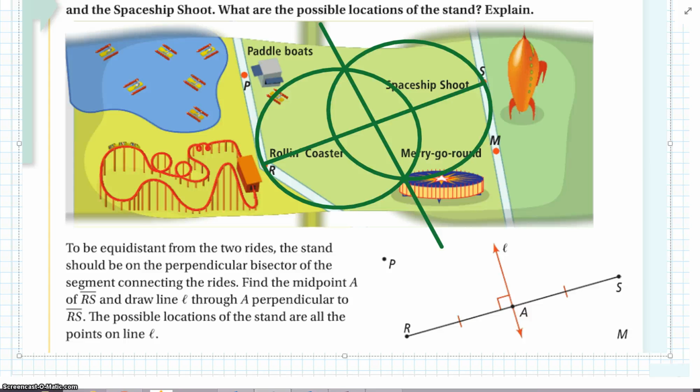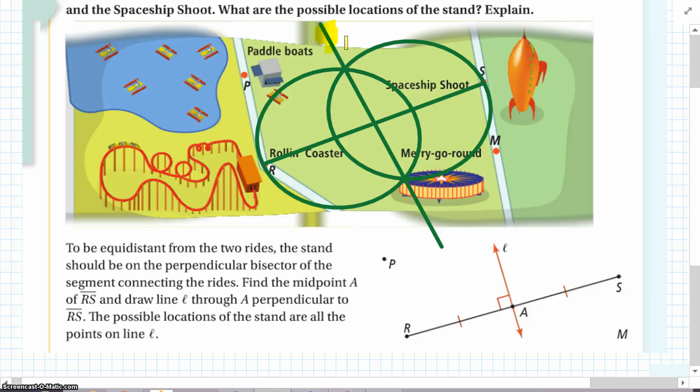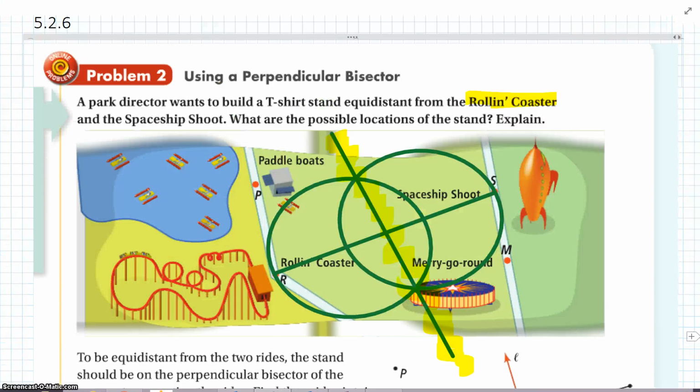So again, that line that we just drew, I'll highlight it, this one, should be equidistant from the rolling coaster and the spaceship chute, because we found the perpendicular bisector. There we go. So moving on.